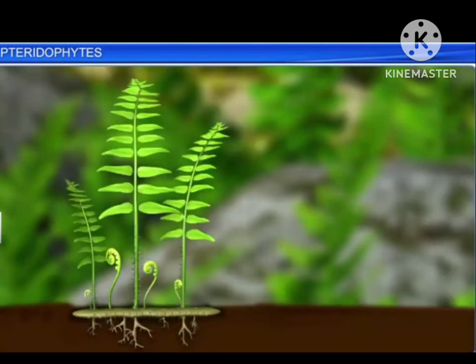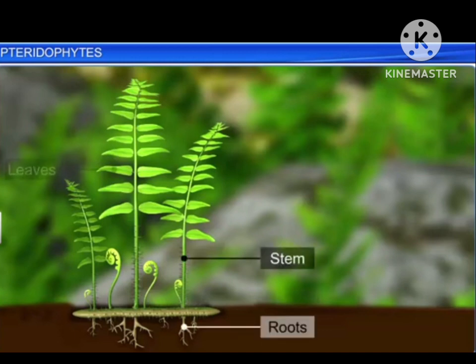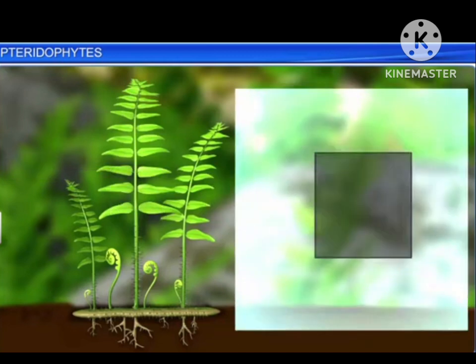These pteridophytes occupy an important place in the plant kingdom as they were the first plants to have true roots, stems and leaves, as well as vascular tissues.